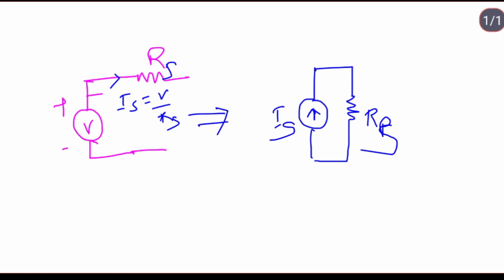To convert a voltage source into a current source, we first have to calculate the current drawn from the voltage source, Is, which is V by Rs, where Rs is the internal resistance. Then we take this Is as the current source, with Rs in parallel, known as the parallel resistance Rp. Let us take one example.